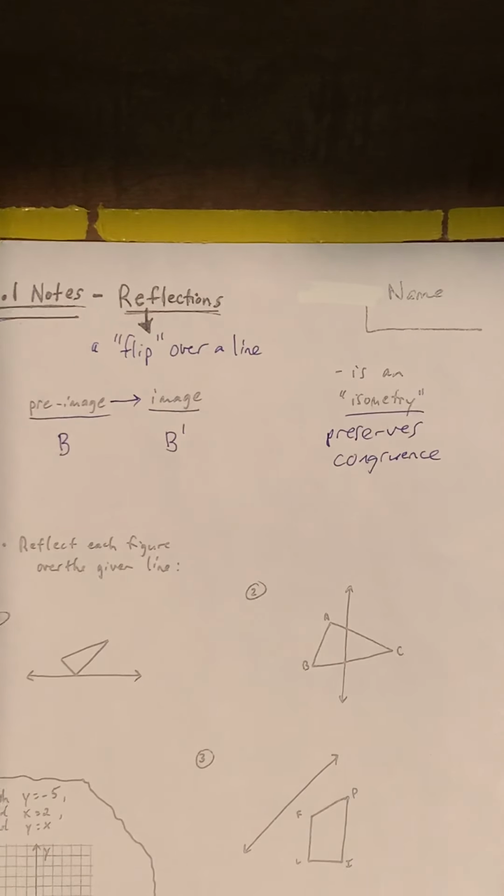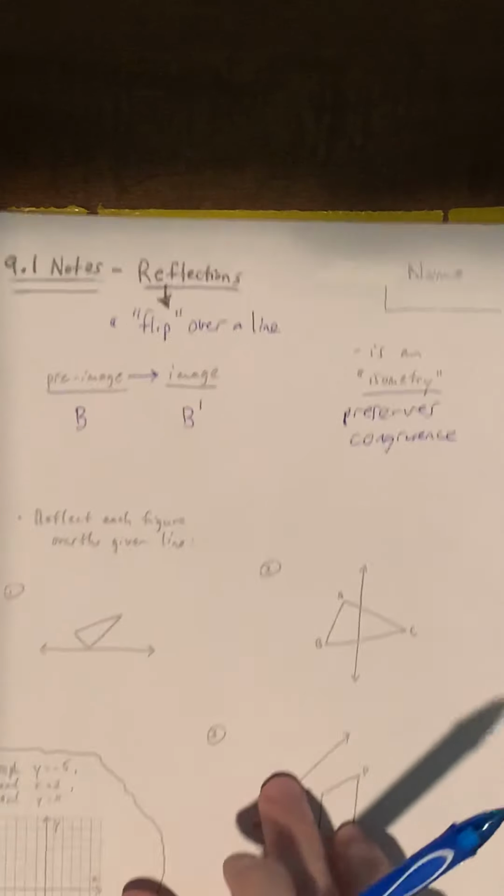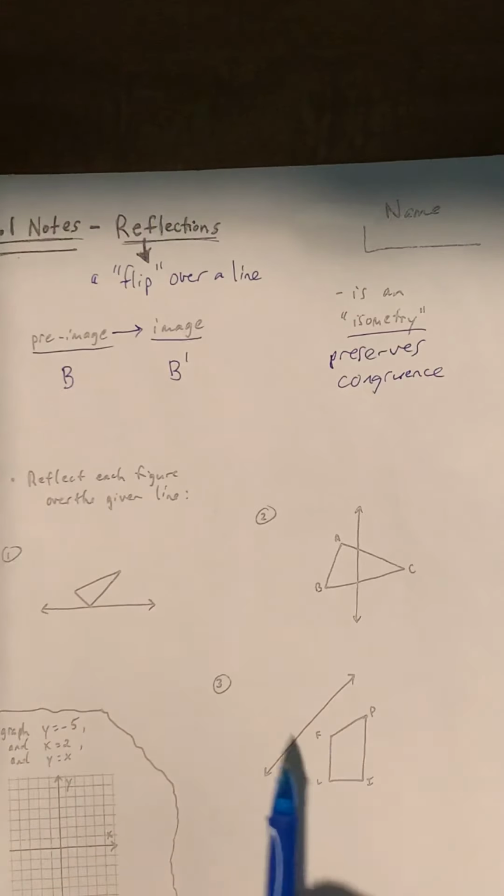Now we're going to do two main types of reflections, those on a coordinate grid and those not on a coordinate plane or grid, okay? First we'll do some that are not on a coordinate plane.